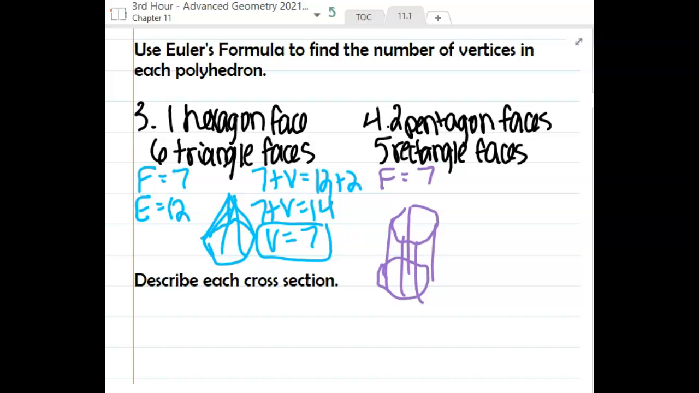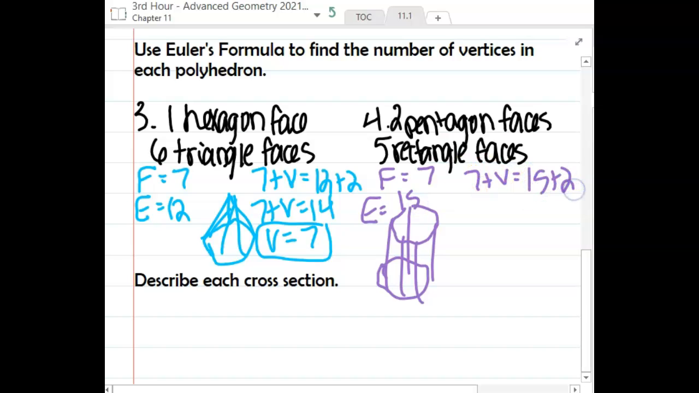So for the number of edges, start at the top. How many edges are on the top? 5 on the top, and on the bottom? Also 5, but there's also 5 around the side as well. So how many edges? 15. So we're going to take F plus V equals E plus 2. So 7 plus V equals 17. So there should be 10 vertices.